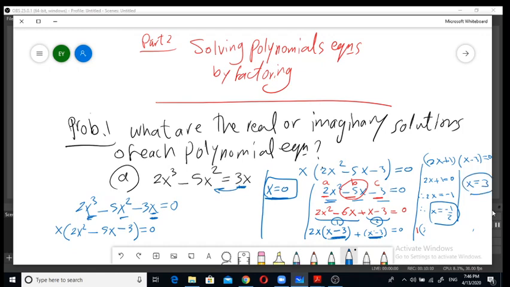So finally we can find the solutions. The solutions are 0, negative half and 3. The solutions for the above equation will be 0, negative half and 3. So easily we can find the solutions for any polynomial equation by factoring techniques.